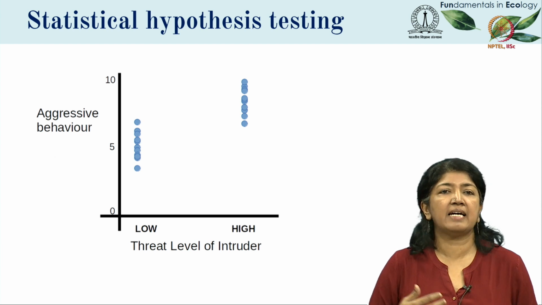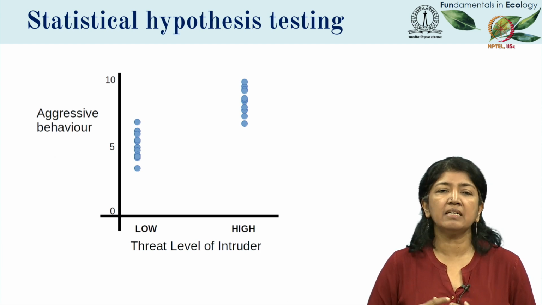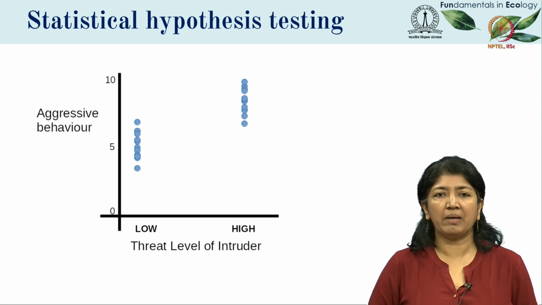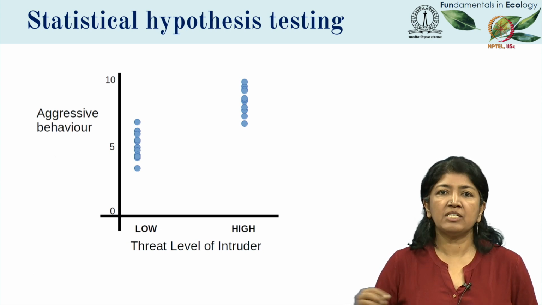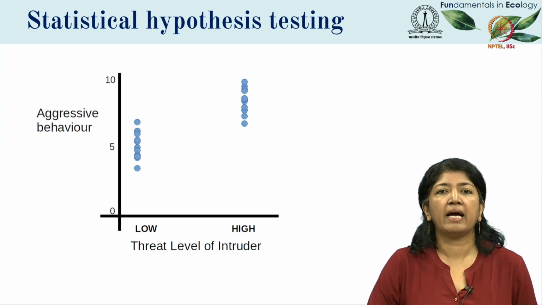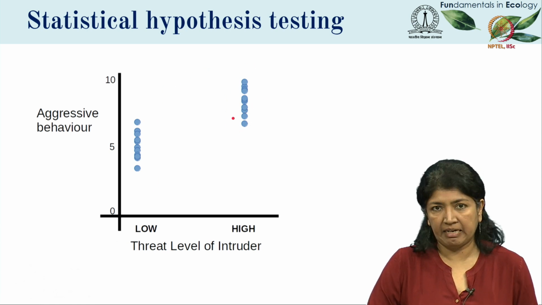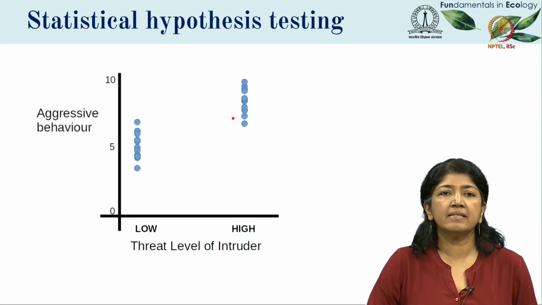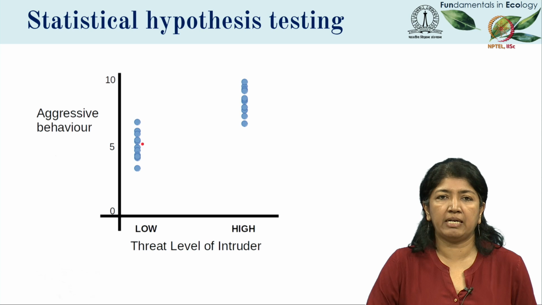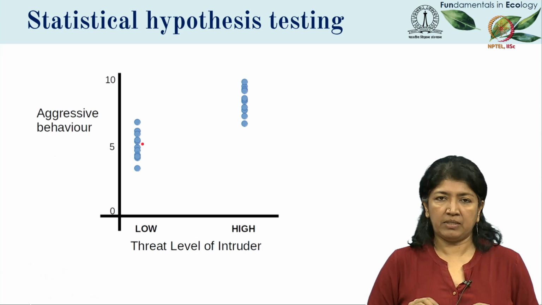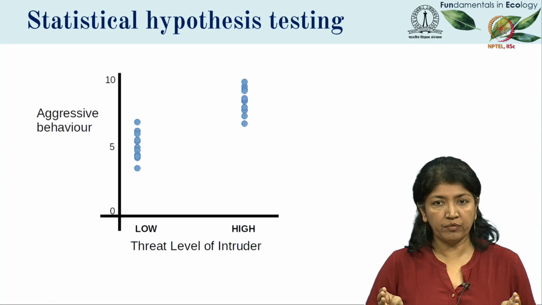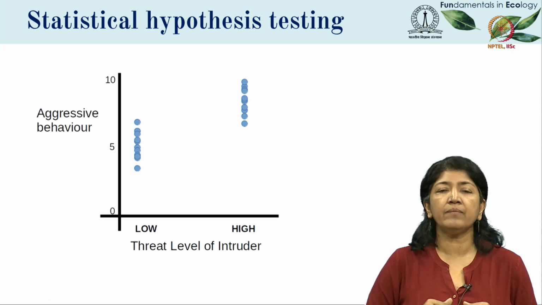Now, let us say these are the data that I have got. This is just an example of the kind of data that one might get. So, I have measured aggressive behavior on a sample of males exposed to low threat and aggressive behaviors for a sample of males exposed to high threat. So, my question here is, is the aggressive behavior under high threat higher as predicted than aggressive behavior at low threat? So, we use statistical hypothesis testing to ask whether there is a difference between these two categories of threat level or not.